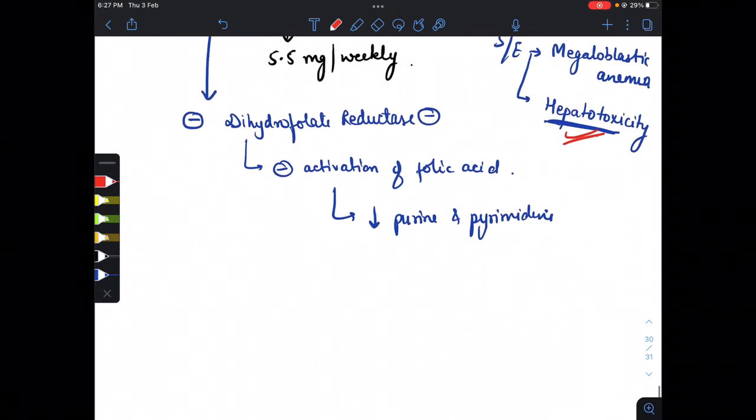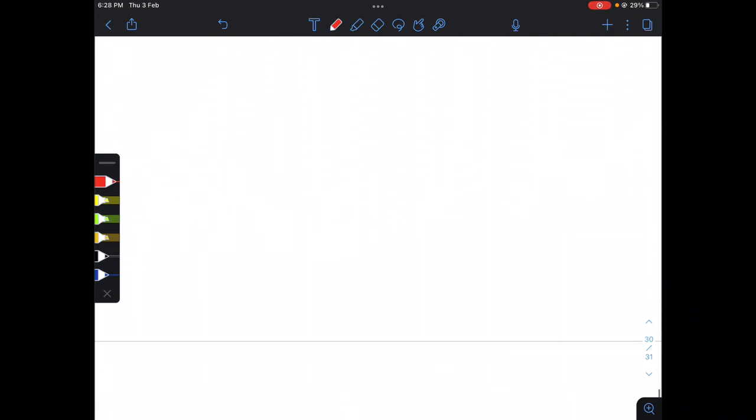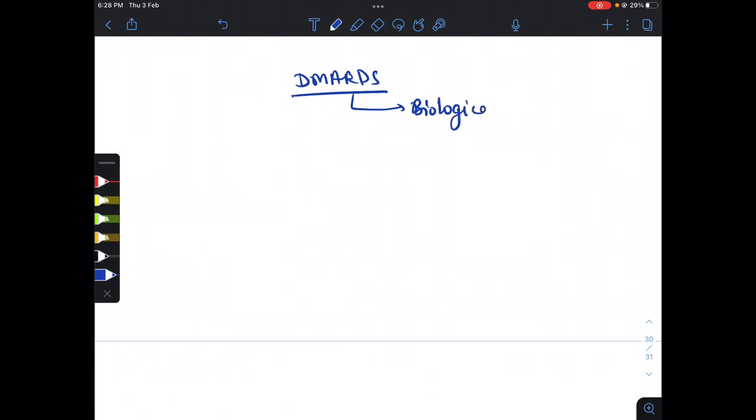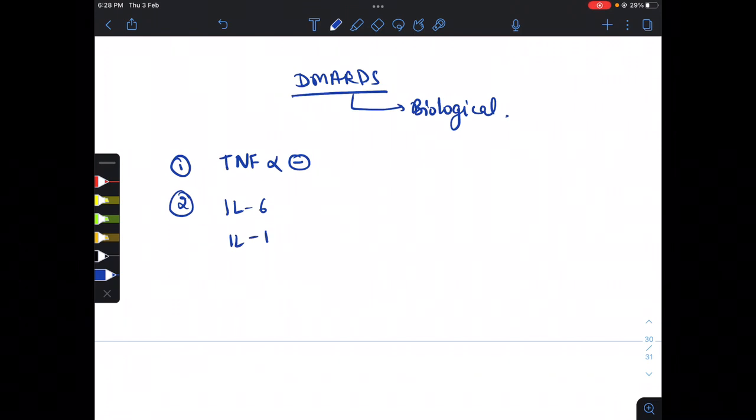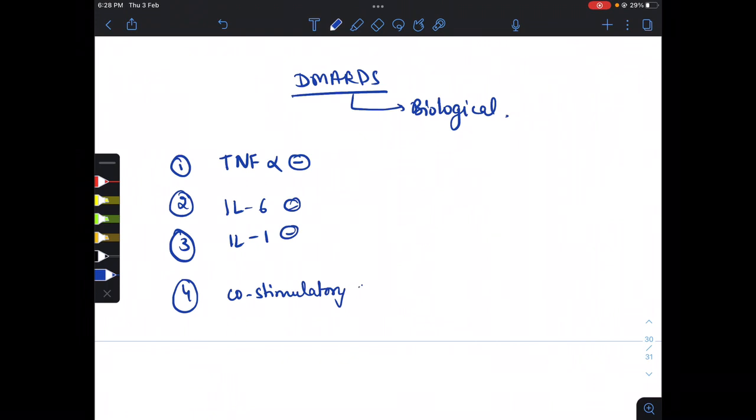Now the next one, that is the biological form of DMARDs. So for the DMARDs, the other category is the biological forms. In the biological form DMARDs, the first one is TNF alpha inhibitors. Second one is interleukin 6 inhibitor, or interleukin 1 inhibitors. Fourth one is the co-stimulation inhibitor. For the TNF alpha blockers, we have a mnemonic.